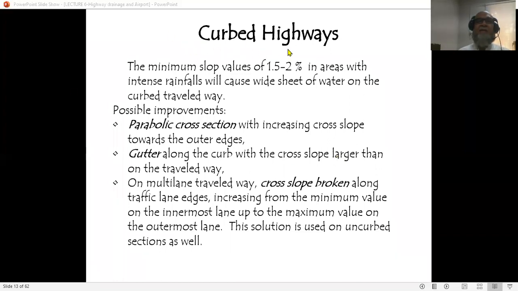Then there's drainage for curbed highways. The minimum slope varies from 1.25%. Intense rainfall will cause a wide sheet of water on the curbed travelway. For possible improvement, you may have parabolic cross sections with increasing cross slopes, or a gutter along the curb with cross slopes larger than those of the travelway. On a multi-lane highway, cross slopes are broken along traffic lane edges, increasing from a minimum value on the innermost lane up to a maximum value on the outermost. This solution is used in uncurbed sections as well.